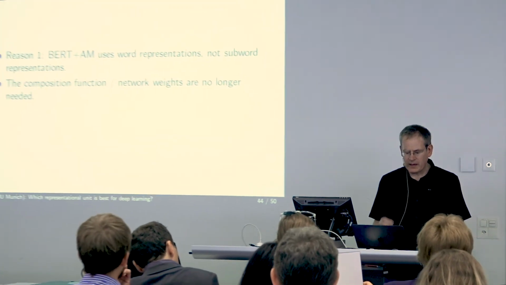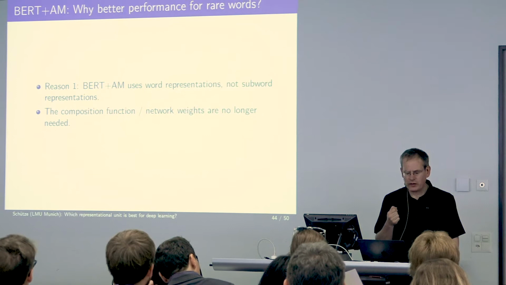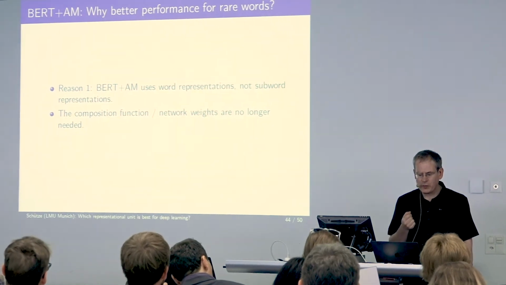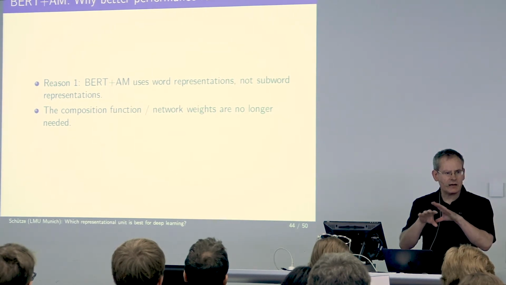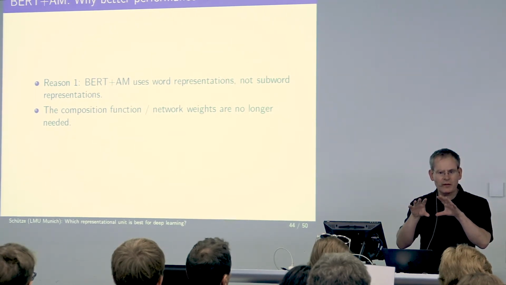So what is the reason that this works? One big reason is that BERT plus AM uses word representations, not subword representations. And as I said in the first part of the talk, the composition function, the network weights, are no longer needed. And it's much more difficult to learn an idiosyncratic composition function in the weights of the parameters.